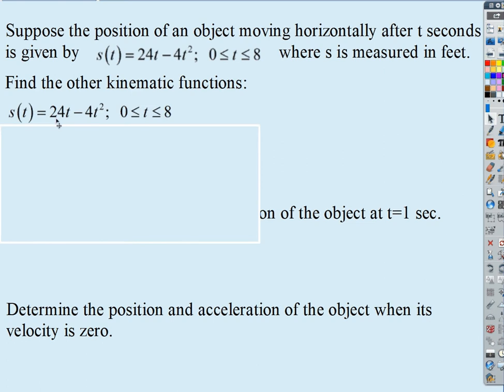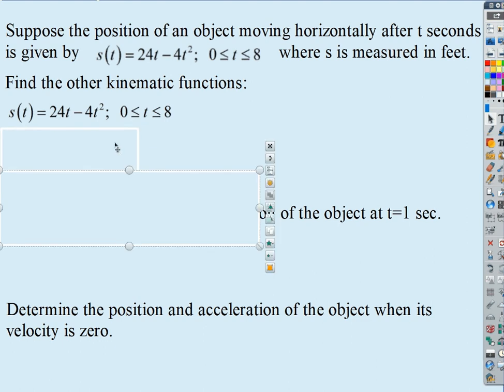So if this is the position function, then what's going to be the velocity function? That's just, we just have to differentiate that. So if that's s of t, what's v of t going to be? Somebody help her out. What are we going to get for?